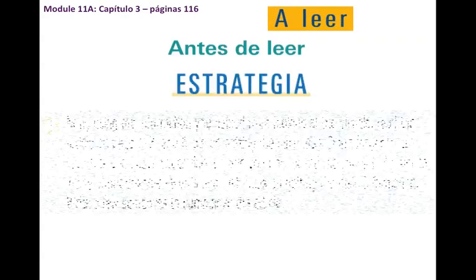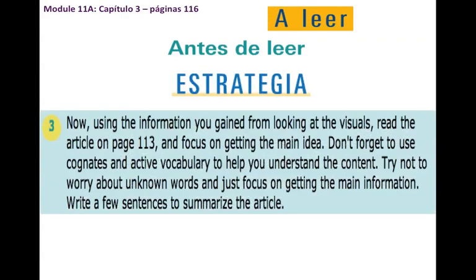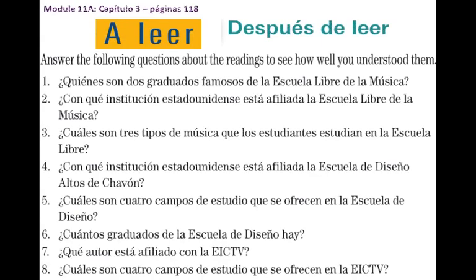So continuing with the strategy, now using the information that you gained from looking at the visuals and getting a little bit of vocabulary, focus on the main idea. Don't forget to use cognates and active vocabulary to help you understand the content. Try not to worry about unknown words and just focus on getting the main information. And so we're just going to read through the article. These are the questions that you're looking for, another good strategy. Take a look at the questions before you do the reading.